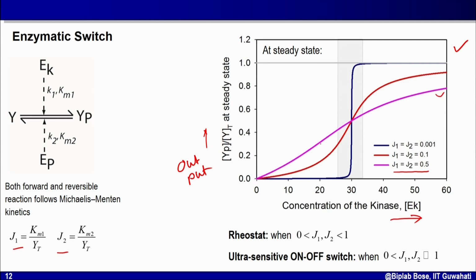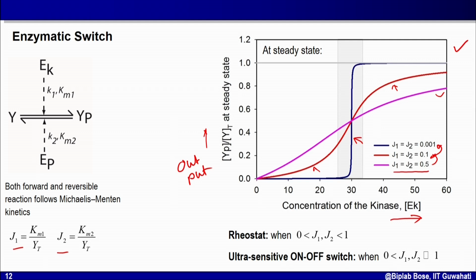Slow, very shallow sigmoid. If I make J1 and J2 slightly smaller, from 0.5 to 0.1, then I get this red curve, which is quite sigmoidal. Now make J1, J2 further small. Now I have taken J1 and J2 both equal to 0.001, very small. Then this sigmoid becomes very sharp, this blue line. So what is happening? As I am making J1 and J2 very small with respect to 1, these sigmoidal curves are becoming very sharp and I am getting a sharp S-type thing.